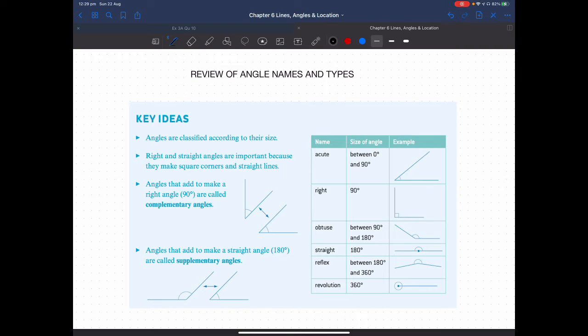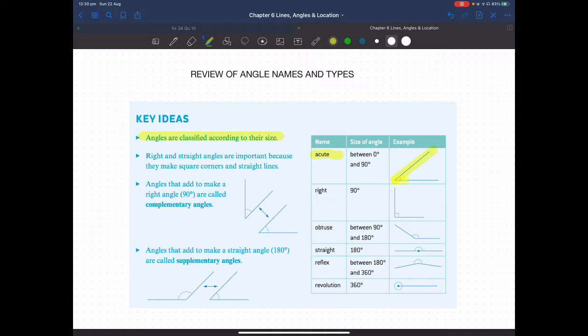In this exercise, you'll be measuring and drawing angles. So before we start with any new work, we'll do a review of a number of types of angles. Firstly, we're told angles are classified according to their size. If you have an angle that is between 0 and 90 degrees, we call that an acute angle.